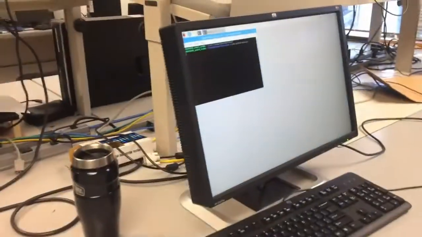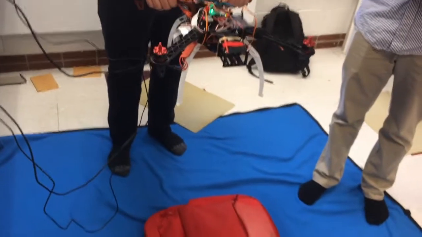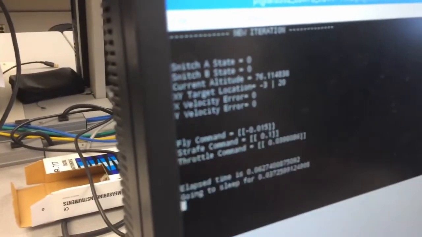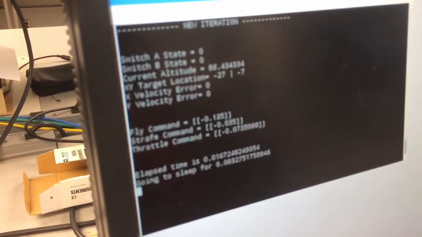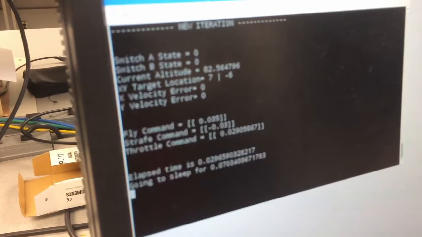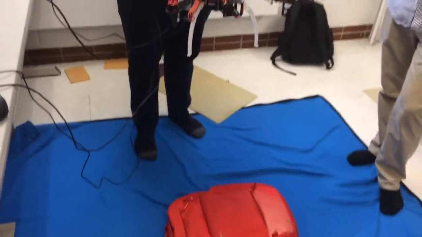So, the screen probably has the most information. You can see as Christian moves the quadcopter, the values on the screen update, which provides feedback for us during testing of the drone. You can also change the states of the switches. Right, so as Alex is saying, we can manually switch between autonomous flight and remote flight using a switch on our controller.